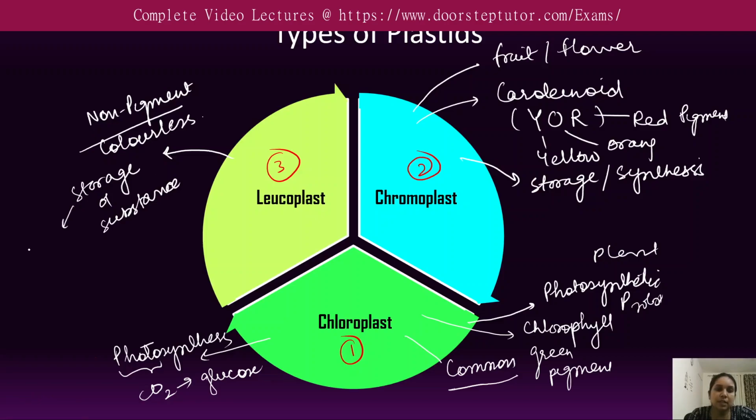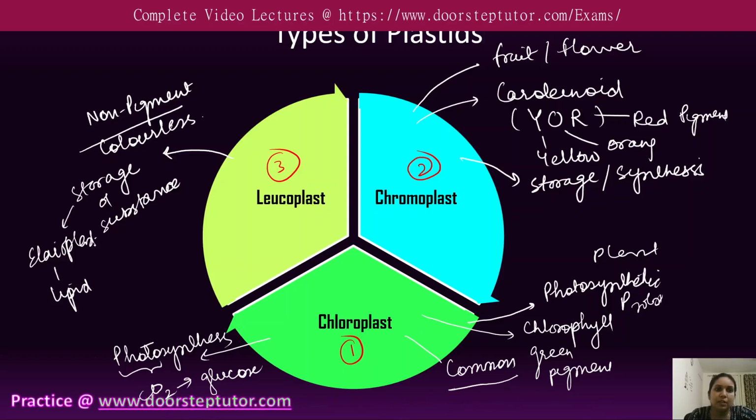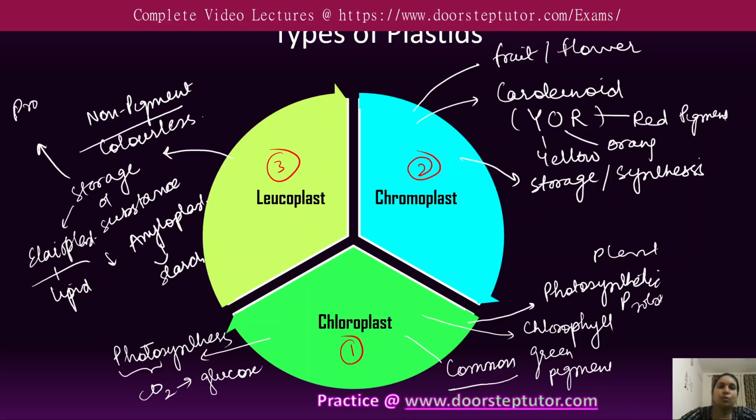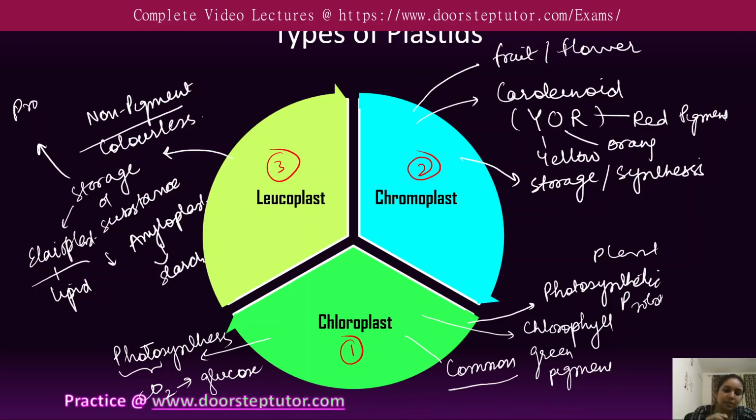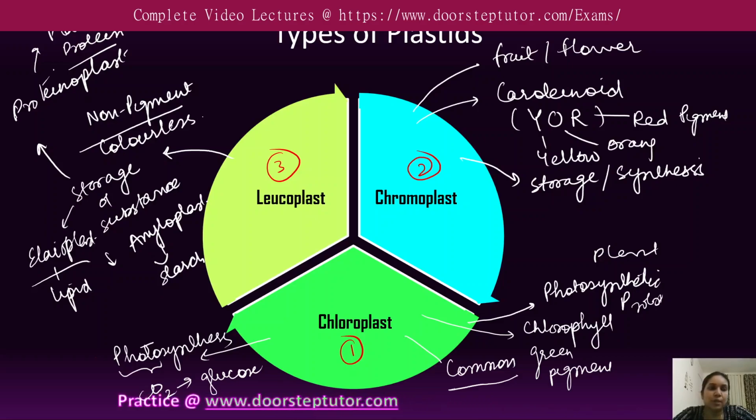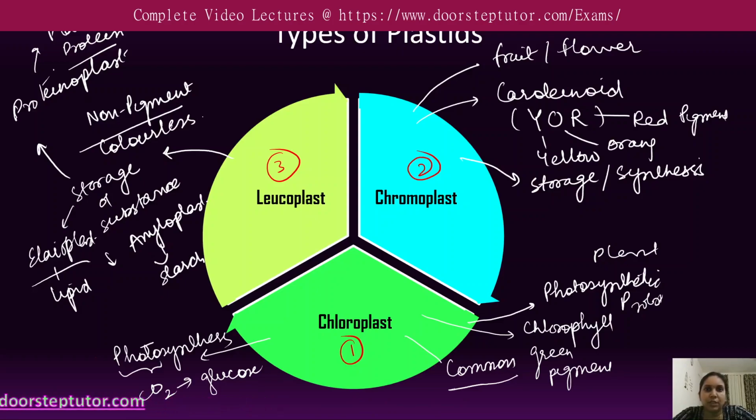Based on the stored substance, it could be the elaioplast, which stores lipid. It could be the amyloplast, meaning it consists of starch, or it could be the proteinoplast, because it stores protein. So these are the different types and forms of plastid, differentiated into these three categories based on the composition of their pigment.